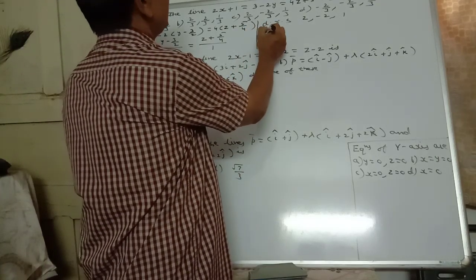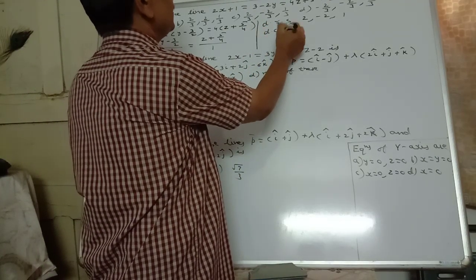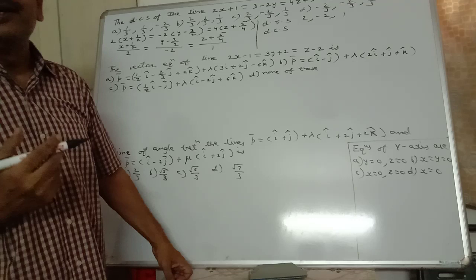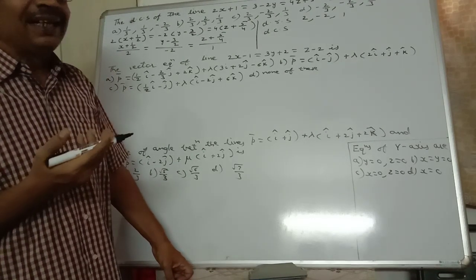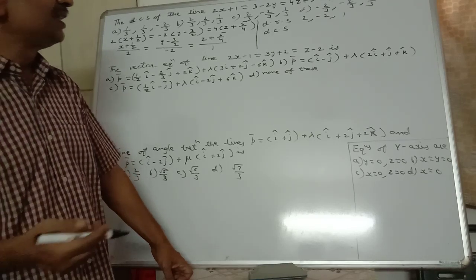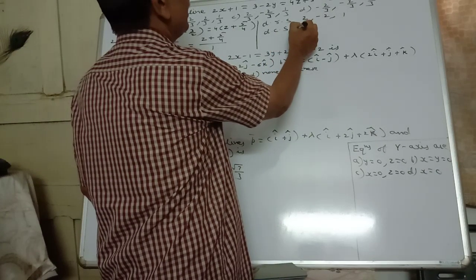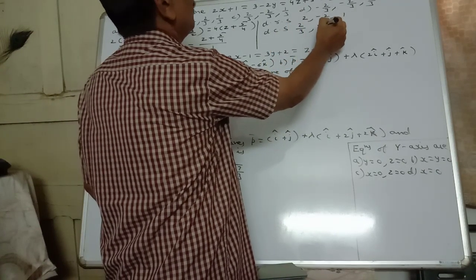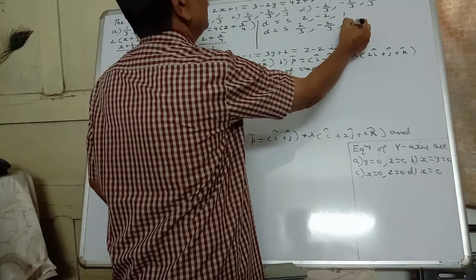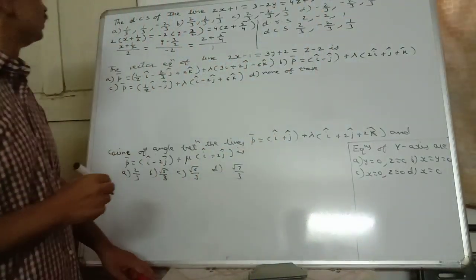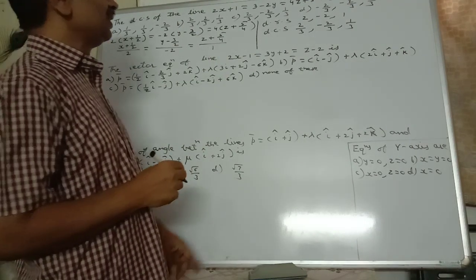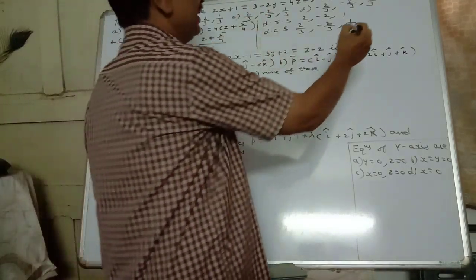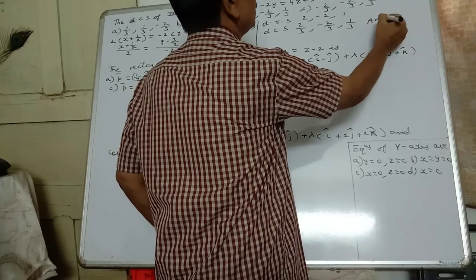Then direction cosines. Divide the direction ratios by under root a square plus b square plus c square, and we get direction cosines. So we get 2/3, minus 2/3, 1/3. Now compare it with the options. Here the answer is option C.